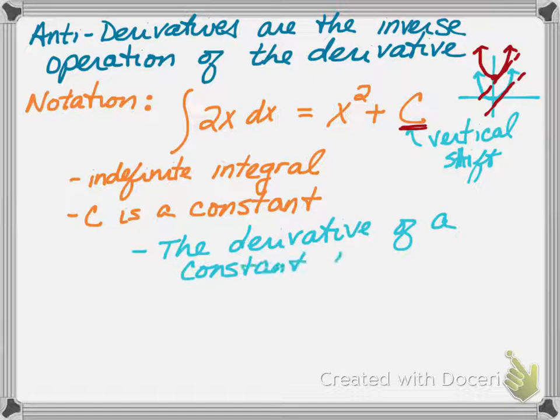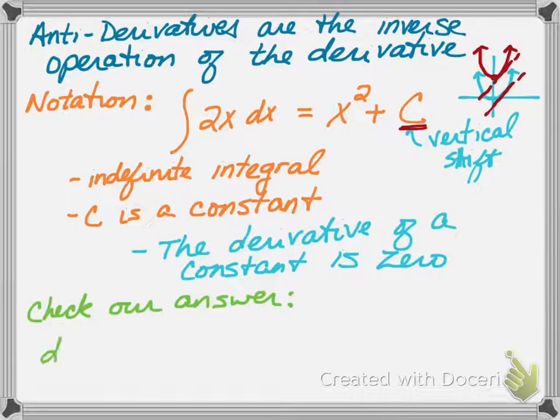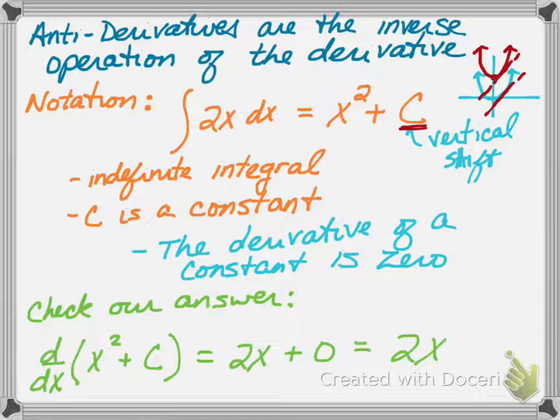The plus c isn't going to affect us on the derivative because the derivative of a constant is always equal to 0. So to check our answer, we're just going to take the derivative of x squared plus c, and we get the derivative of x squared is 2x. The derivative of our constant is 0, so I get 2x plus 0, and it equals 2x. So we did find which function has a derivative of 2x.